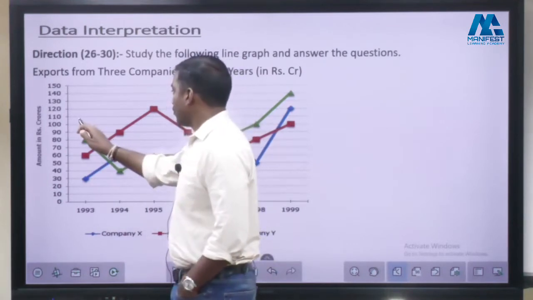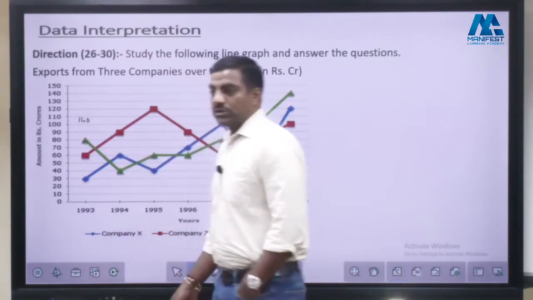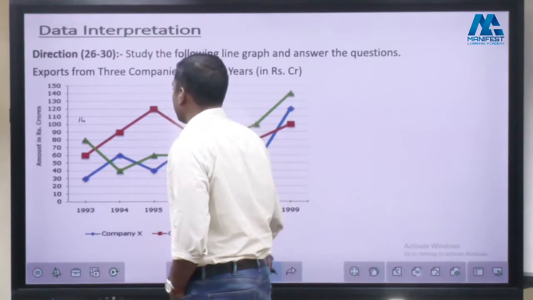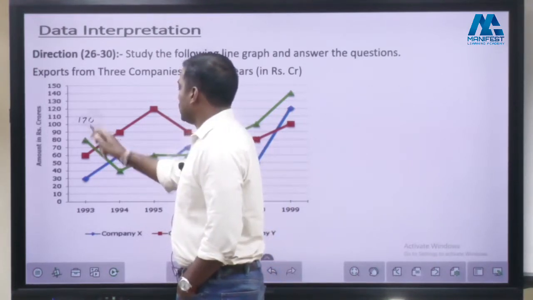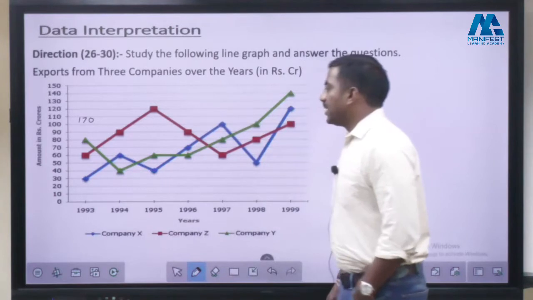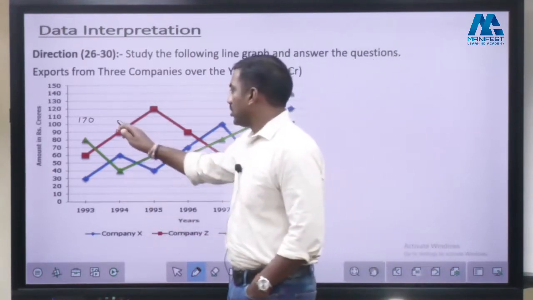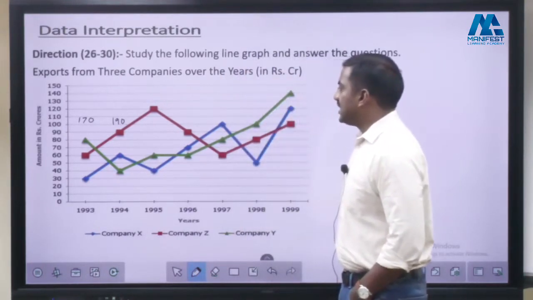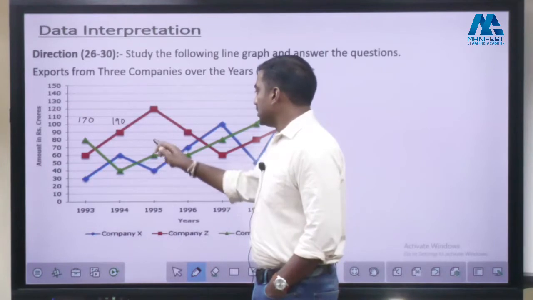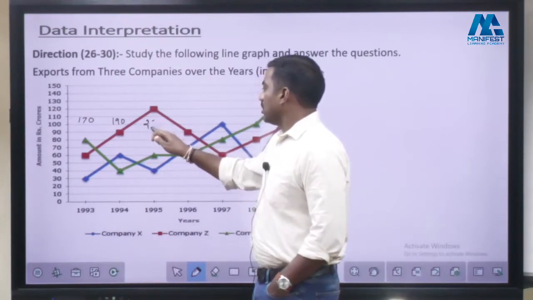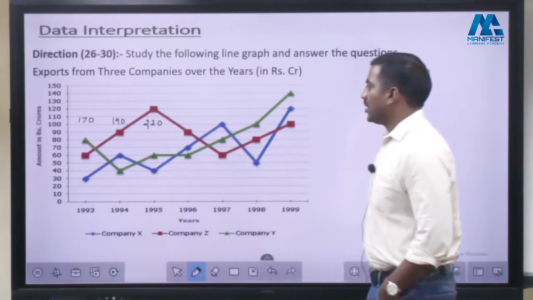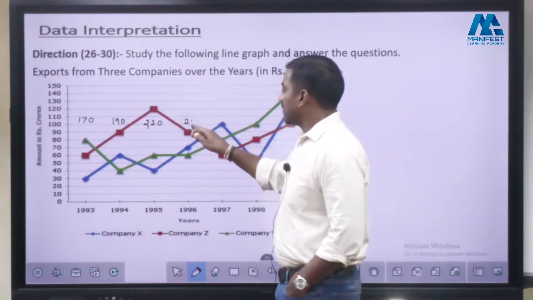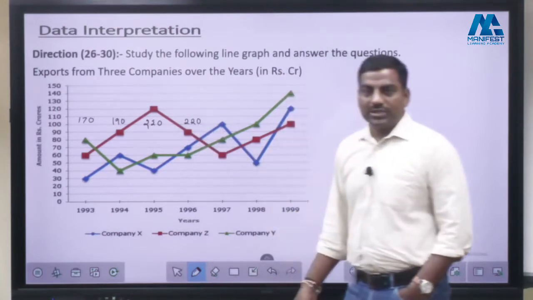Quick. 140, no? Yes or no? Sorry, 170. Then 40 plus 60 plus 90. Then same thing, 40, 60 and 120. This is 220. Then 60, 70 and 90, 220. You got 2 years with 220.